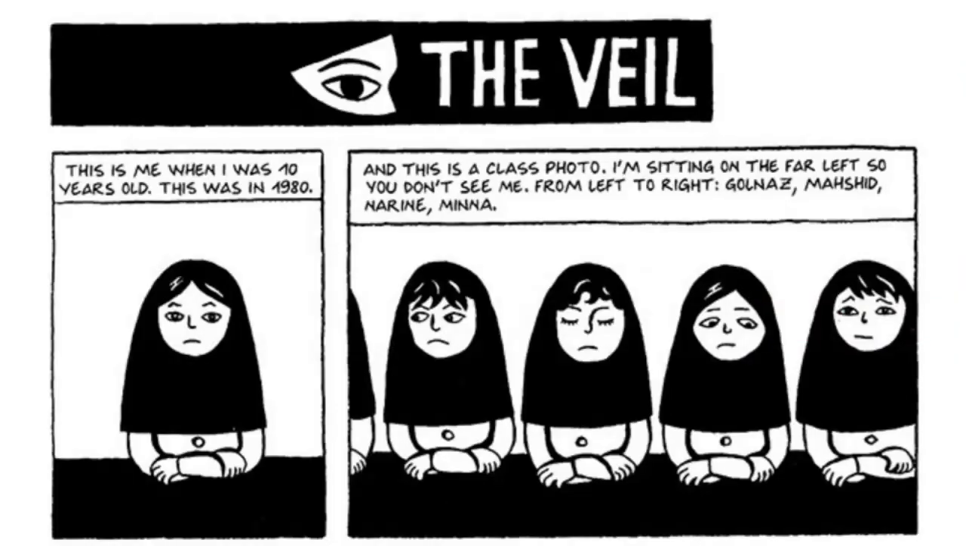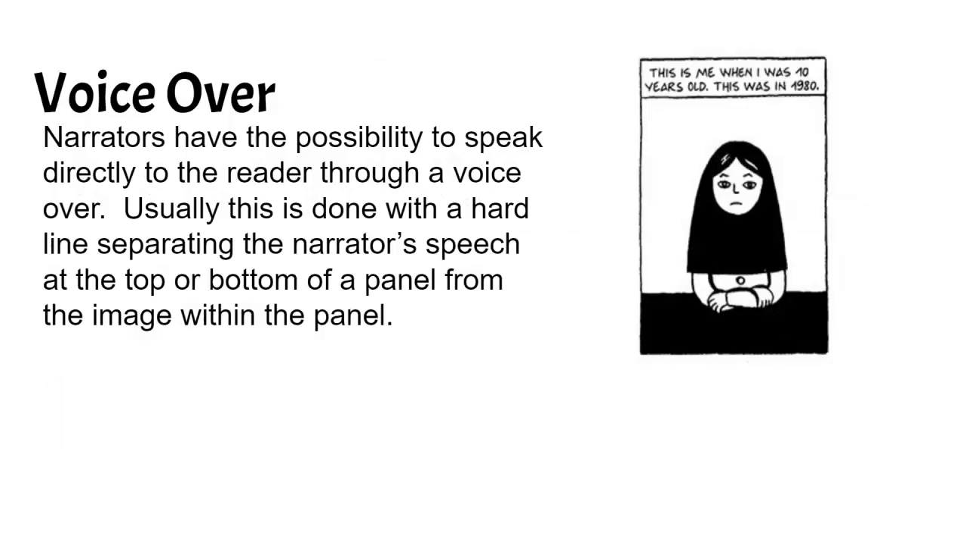Right away at the beginning, you see her. She's 10 years old in 1980. This is her in school, and these are her friends in school. So we start with a voiceover, and a voiceover gives the narrator, which is Marjan in this case, an ability to speak to the reader and to introduce things or narrate, right? So usually done with a hard line separating the narrator's speech. So here you can see her speech is up on the top. Not exactly a caption, but what we call a voiceover.